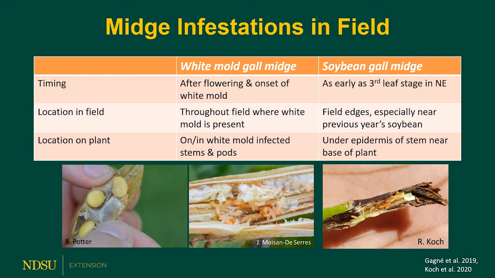For soybean gall midge, you can see them earlier in the vegetative stage. In Nebraska, they found them as early as the third leaf stage. And again, they're concentrated on field edges, especially the field edge that is close to the previous year's soybean field. Because remember, they overwinter in the soil of last year's soybean field, so they'll be coming out and moving to your newly planted soybean fields. And they're underneath the epidermis of the stem, so you need to remove that tissue.